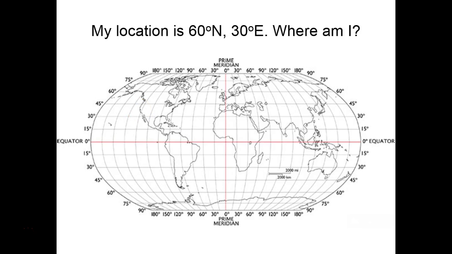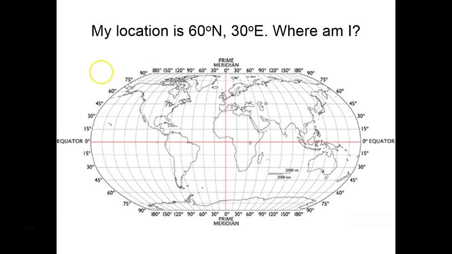So let's do a little practice here. My location is 60 degrees north, 30 degrees east. Where am I? First you have to figure out what is 60 degrees north. Where do I find that number on this map? Is that a line of latitude or a line of longitude? You should have said that it is a line of latitude.